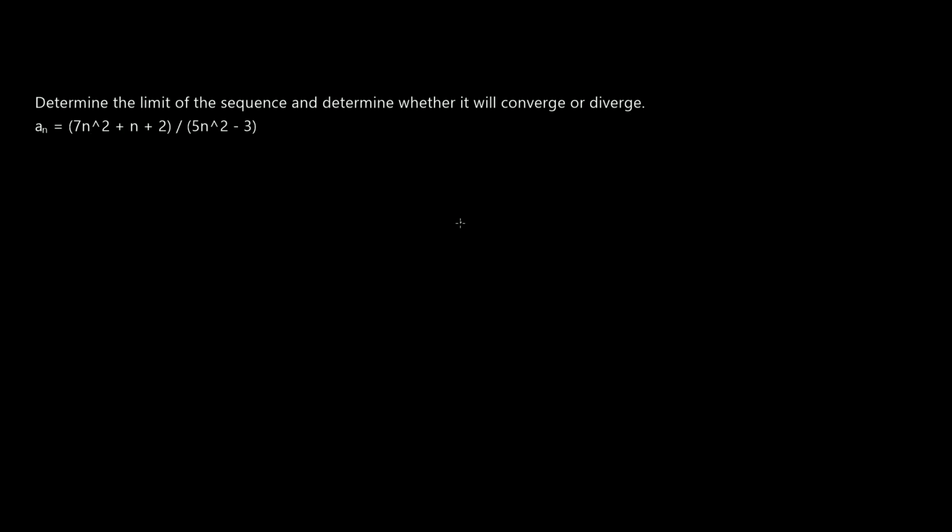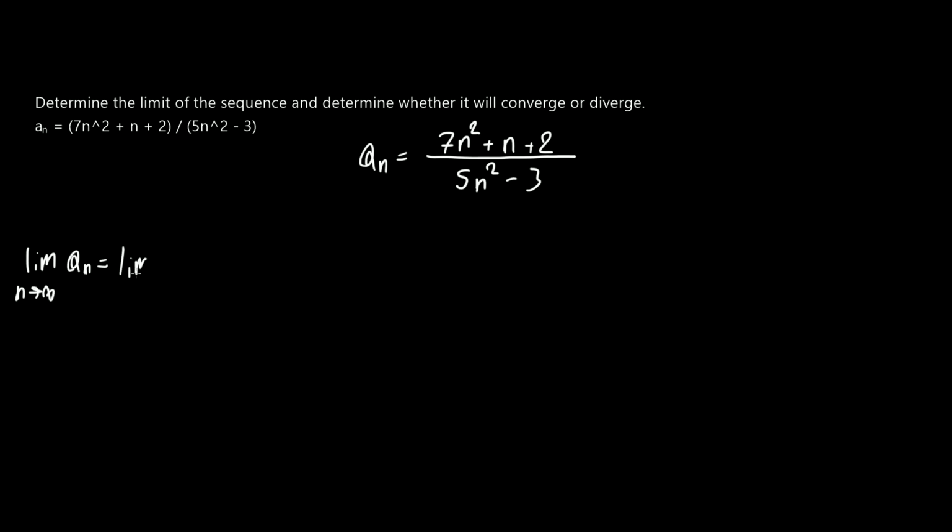So what about this problem? Let me rewrite it really fast. Here we have a sub n equaling 7n squared plus n plus 2 divided by 5n squared minus 3. Let's begin by writing the limit. We're going to have the limit as n approaches infinity of a sub n is going to equal the limit as n approaches infinity of this function here, 7n squared plus n plus 2 divided by 5n squared minus 3.